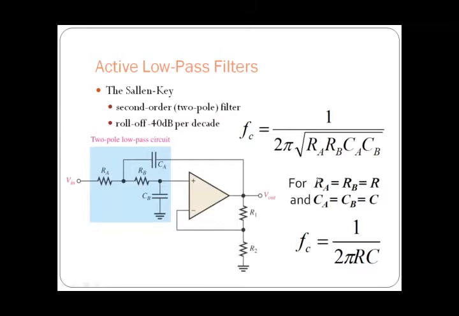Next, the second order low pass filter, which is also called a Sallen-Key filter. Here we are going to consider two poles, that is two RC poles. This is also similar to the high pass network which we have considered there. And here the critical frequency is obtained by 1 by 2 pi root of RA plus RB into CA plus CB. So finally, the critical frequency can be determined with the help of 1 by 2 pi RC.